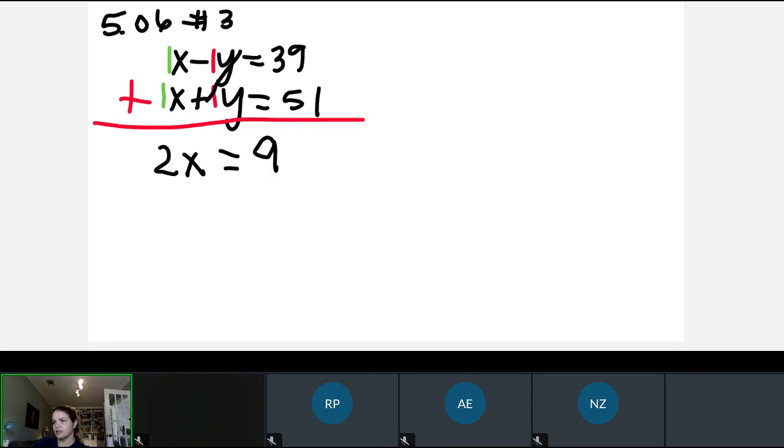Okay, yes. So that's going to equal 90. And Sky, very good. You're going to divide by 2 on both sides. So your value for X will be 45.